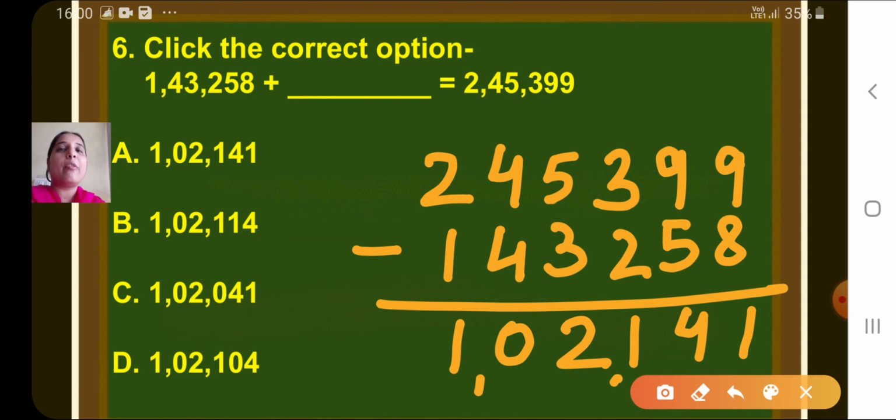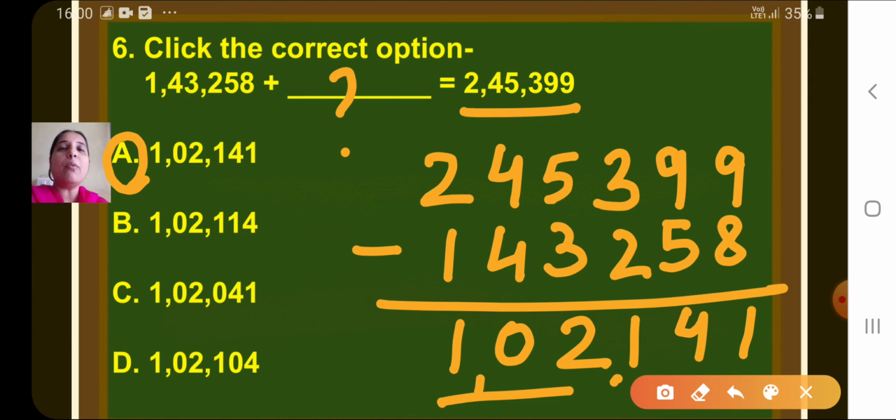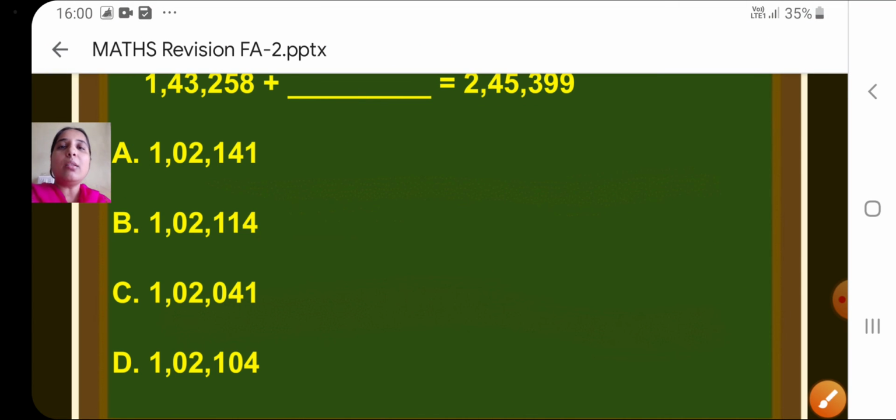So what is the answer obtained here? What will we put here to get the sum of 2,45,399? So the answer will be 1,02,141. So which is the correct option? Can you tell me? Yes, option number A is the correct answer, that is 1,02,141. So you just have to click on the correct option. Got it? Now let's move to the next question.